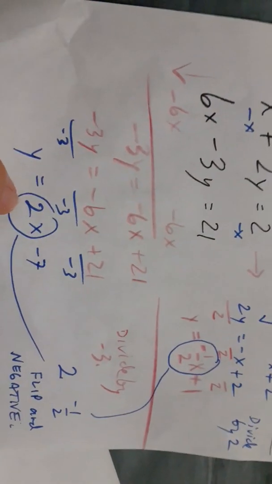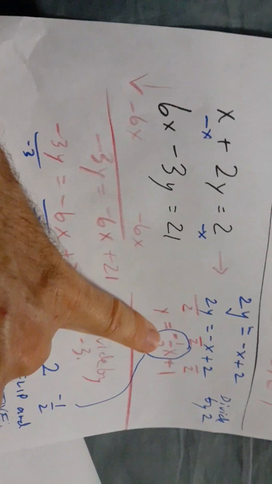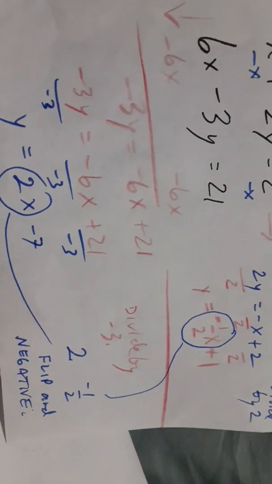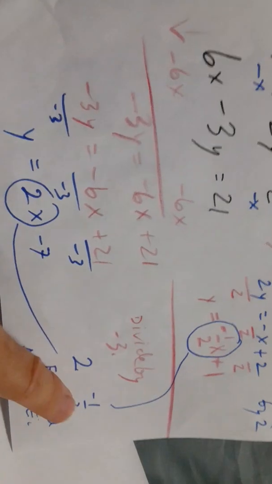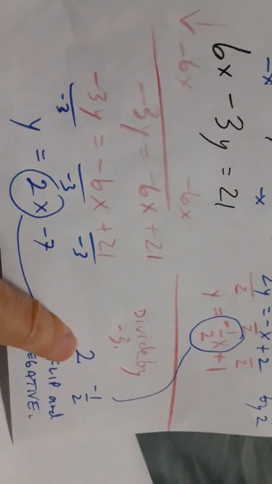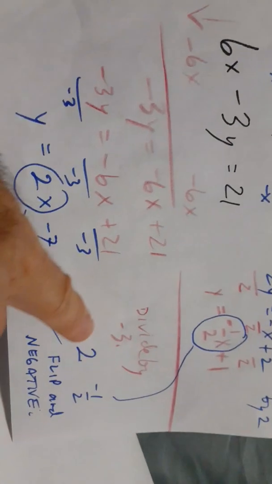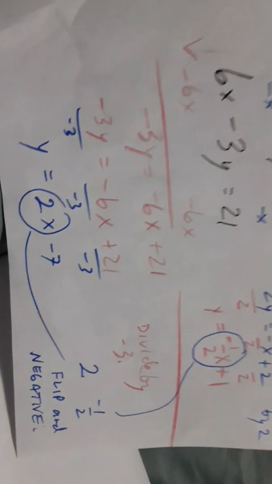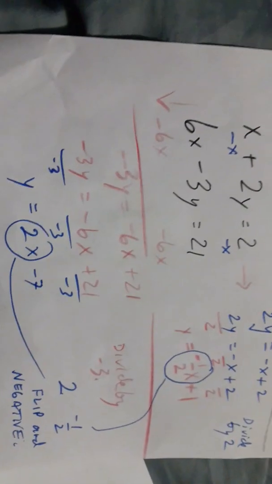This slope is 2. This slope is negative a half. That's that relationship of flip and negative. If I flip this and add a negative, I'm going to get 2. If I flip the 2 and add a negative, I'll get negative a half. So they're perpendicular. You can see that if you drew the lines.